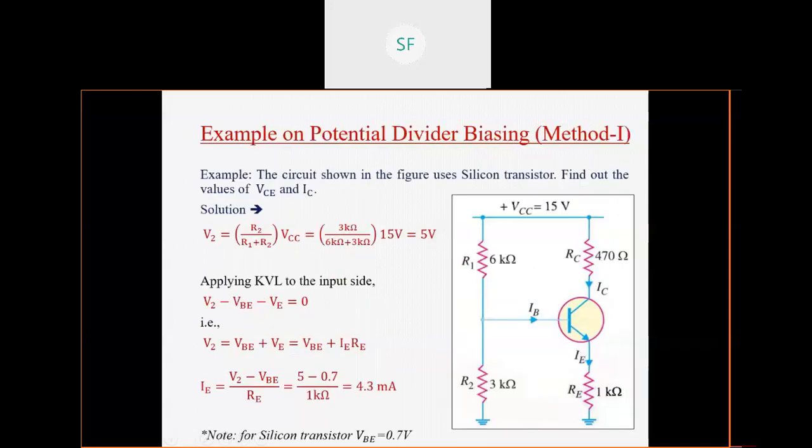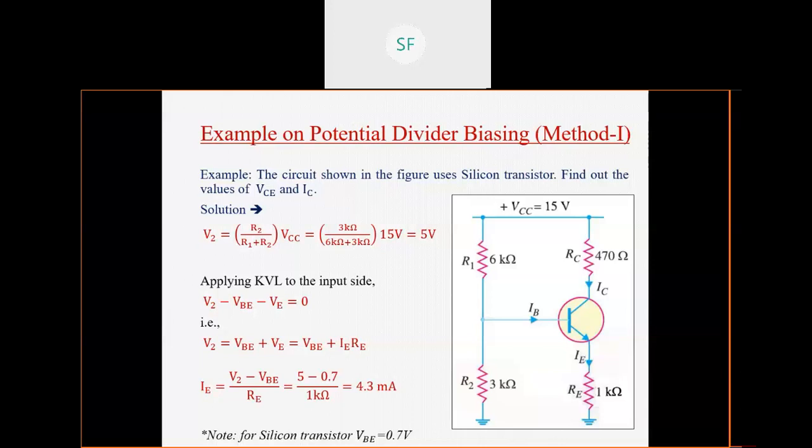Then we saw one simple example. One circuit was given with different parameters: R1 is 6 kilo ohm, R2 is 3 kilo ohm, RC is 470 ohm, RE is 1 kilo ohm, and VCC is 15 volt. The example was as follows. The circuit shown in the figure uses a silicon transistor. You have to find the values of VCE and IC, that is, collector to emitter voltage and collector current.